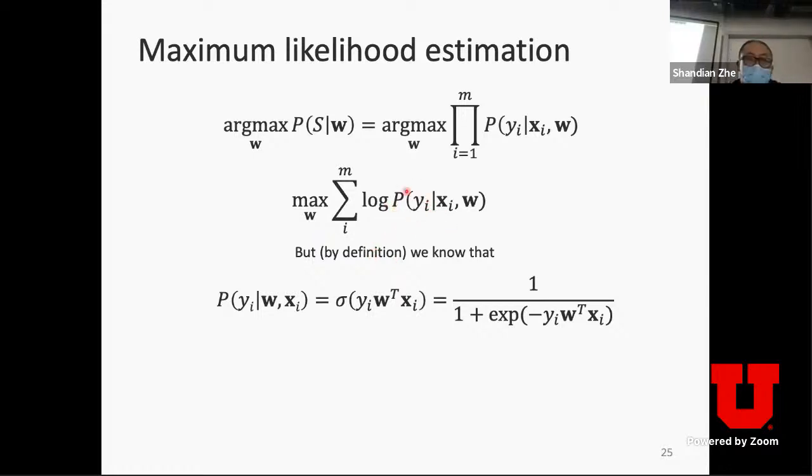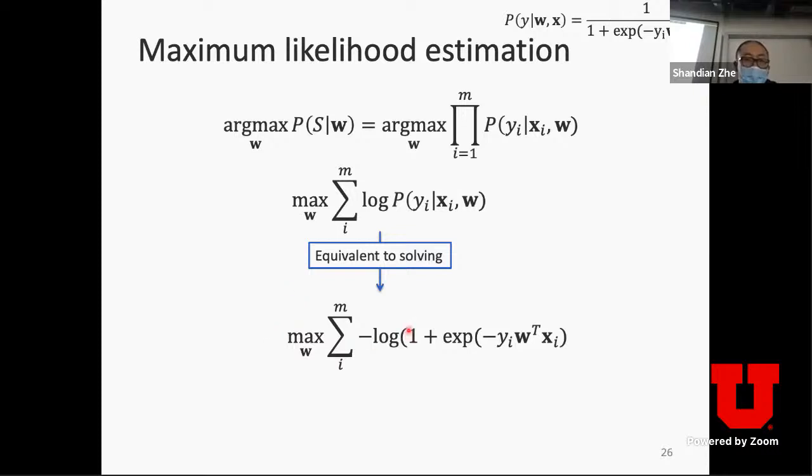By definition, as we just mentioned before, this probability P of yi given xi and w is a sigmoid function of yi times w transpose xi. So now you can see the convenience. We unify the two cases, y is 1 and y is -1, in one expression. That's very convenient. You don't need to separate it out into two cases. Just use one formula to express the likelihood, which is 1 over 1 plus e to the power of minus yi w transpose xi. You just substitute back into this.